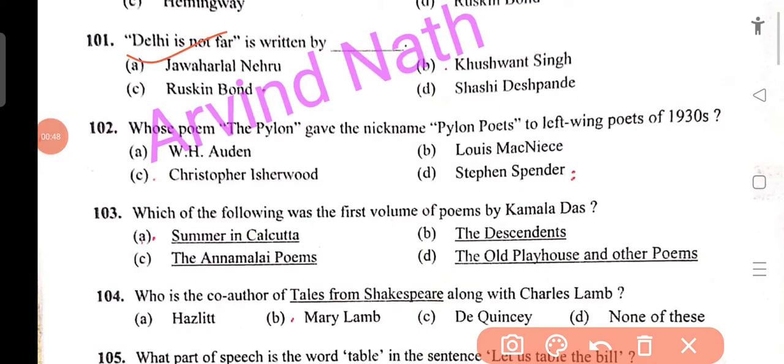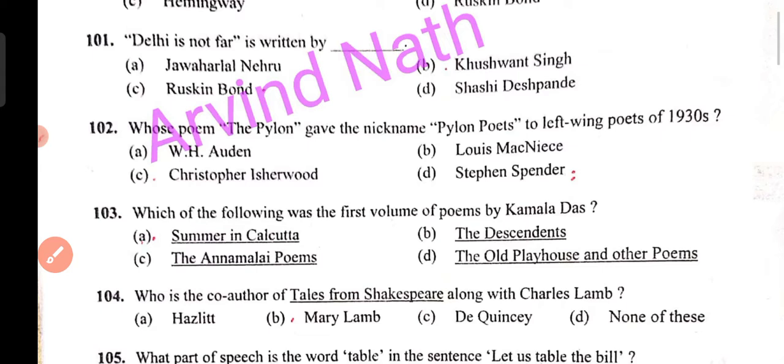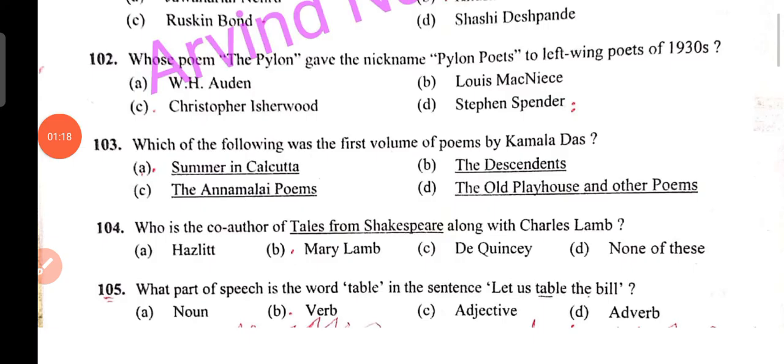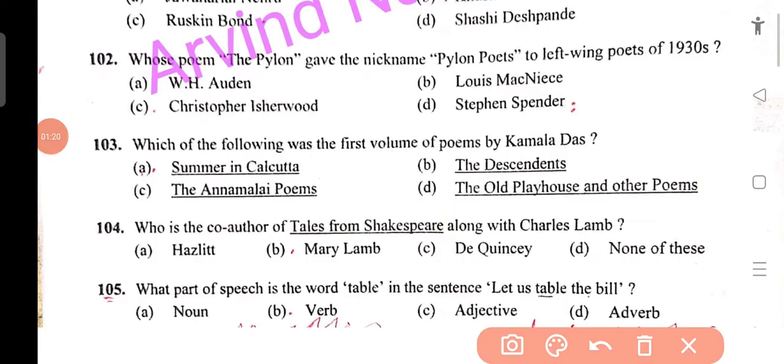Delhi Is Not Far is written by Ruskin Bond. Option C will be the correct answer. Now question number 102: who gave the nickname Pylon Poets to the left-wing poets of the 1930s? Its right answer will be option D, Stephen Spender.